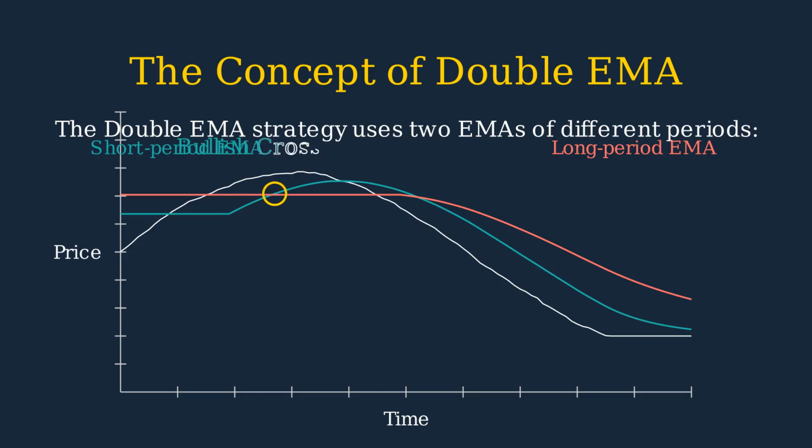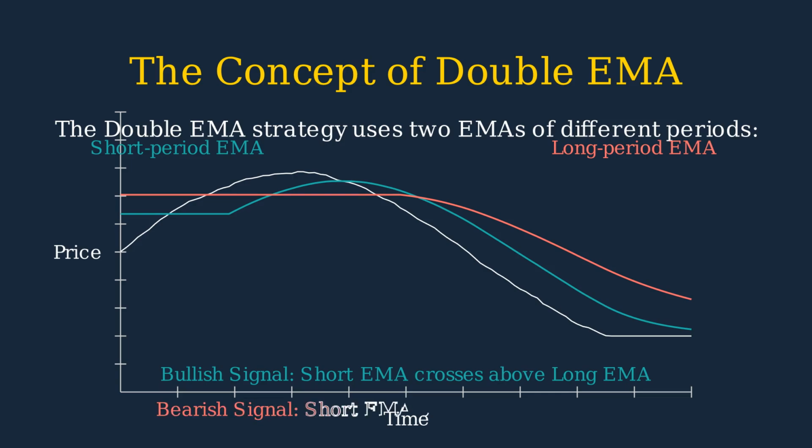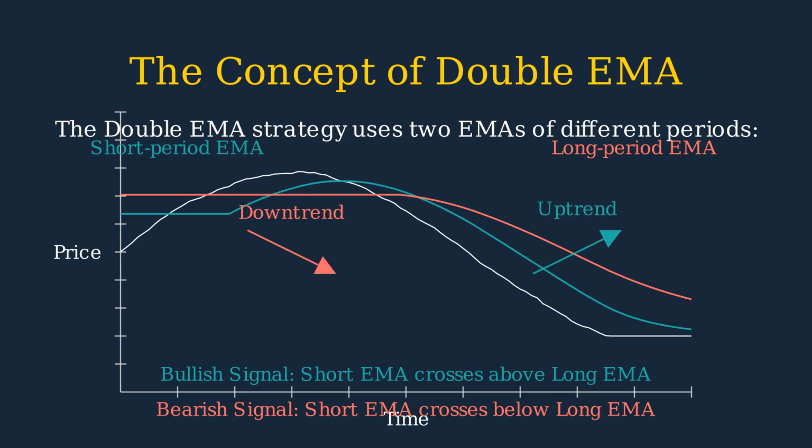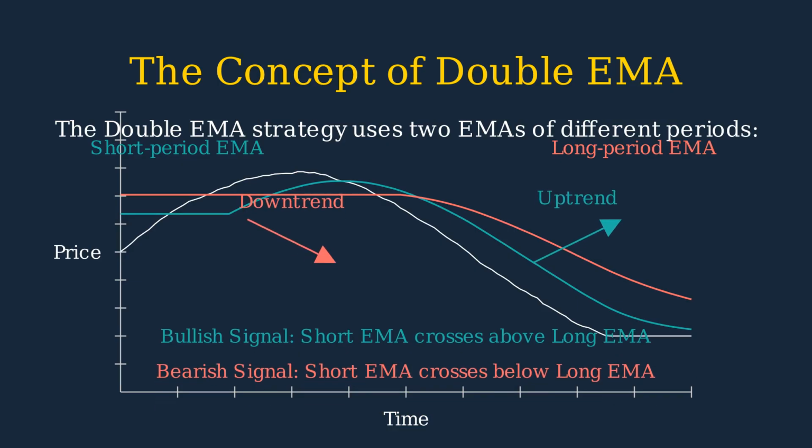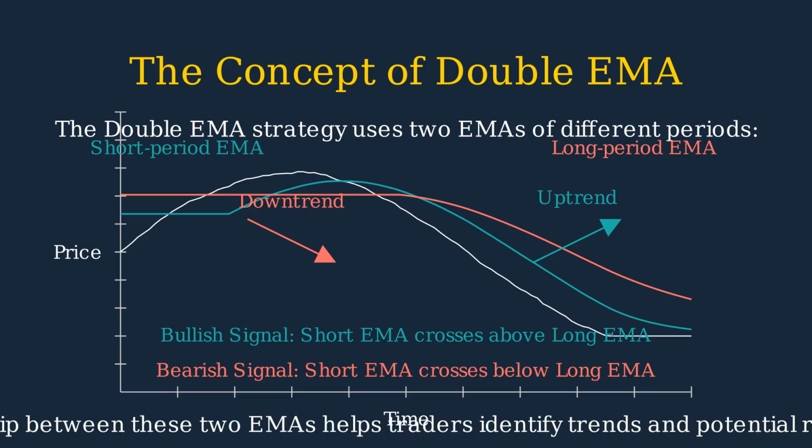Here we see a bullish crossover. Here we see a bearish crossover. When the shorter EMA crosses above the longer EMA, it signals a potential bullish trend. Conversely, when the shorter EMA crosses below the longer EMA, it suggests a potential bearish trend. Traders use these crossovers to identify the current market trend direction. The relationship between these two EMA lines helps traders identify the current market trend and potential reversal points.